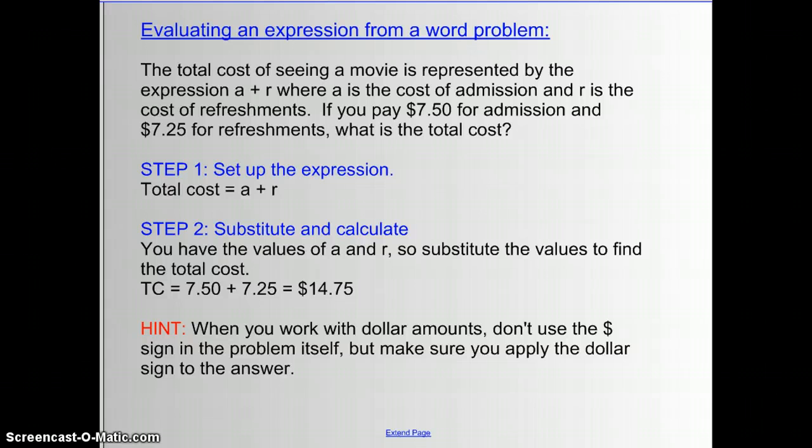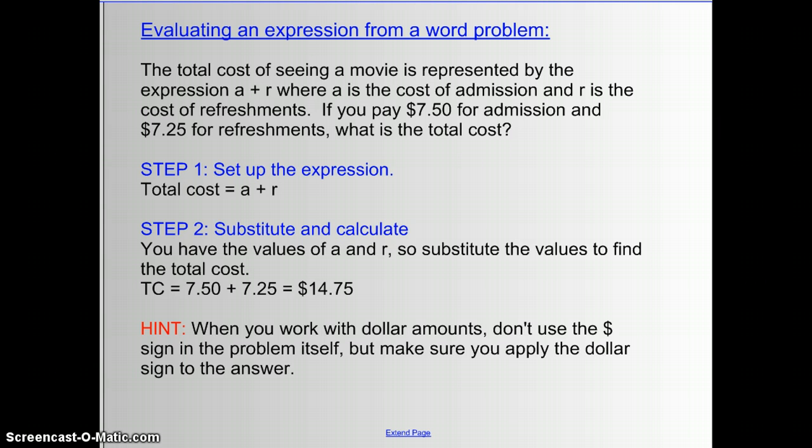Well, the first thing we're going to do is set up an expression for total cost because that's what you're trying to find. And they tell us in this problem that total cost equals the cost of admission plus refreshments, and that is represented by the variables A and R. So total cost equals A plus R. You could have put TC equals A plus R. You could have put X equals A plus R. I usually use some variable that represents the words that I'm looking to find. So I usually would use something like TC, but that is up to you.